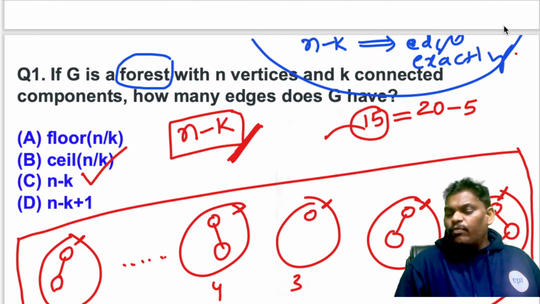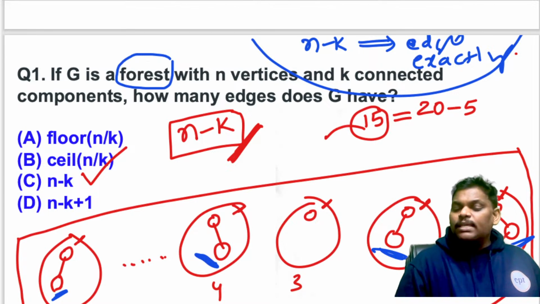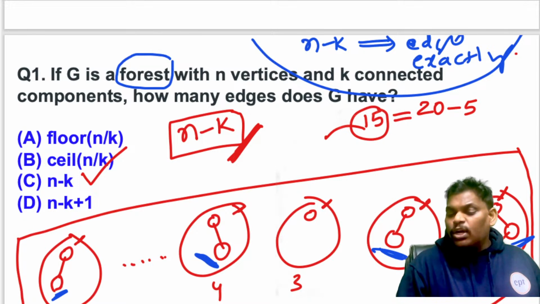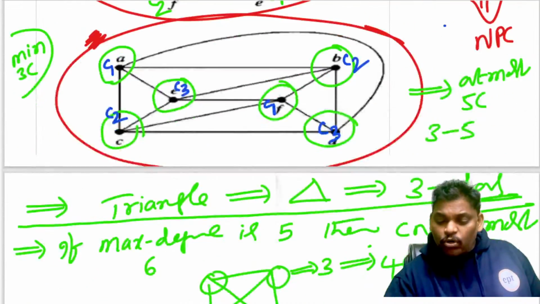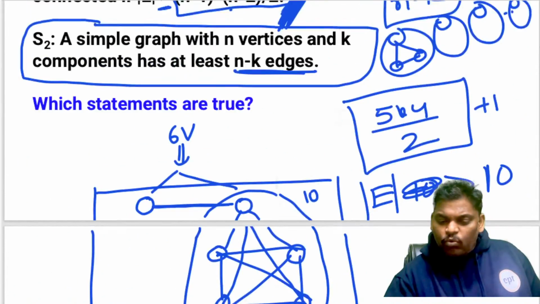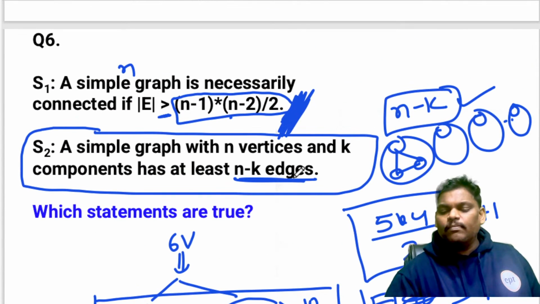So every vertex will give one edge only. See, a new vertex came, one edge. New vertex came, one edge. New vertex came, one edge. N minus k vertices, n minus k edges, exactly, not less, not more. But when you go to a simple graph, there will be a minimum of n minus k edges.